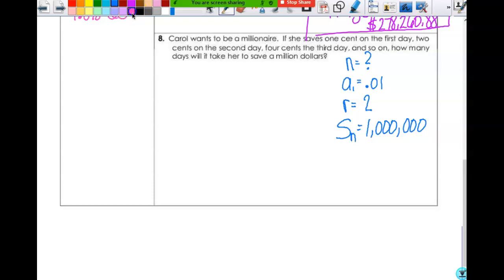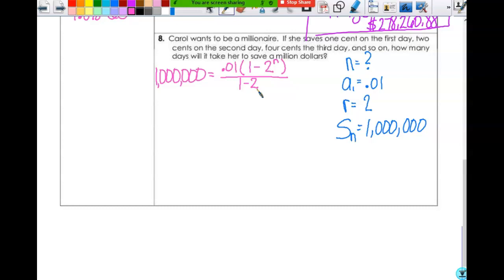So let's set up our little equation here. The sum, which is 1 million, is equal to the first term, which is 0.01, times 1 minus R, which is 2 to the nth power, because we don't know what n is, all over 1 minus 2. Everybody okay with where everything came from?